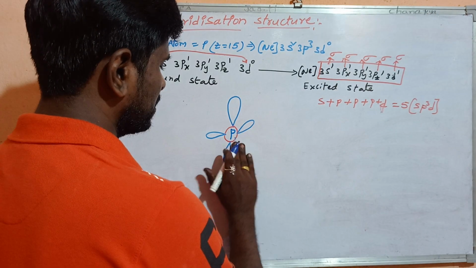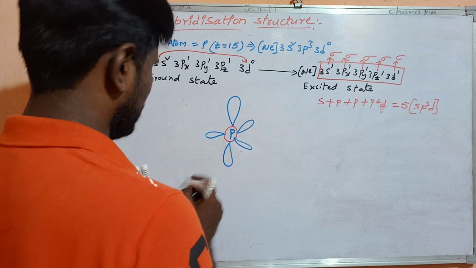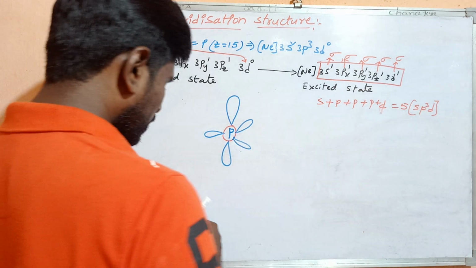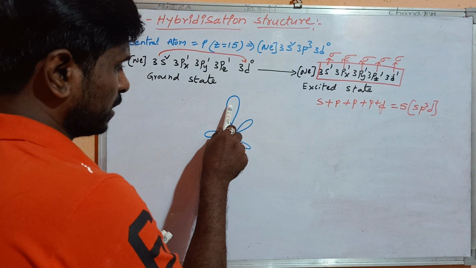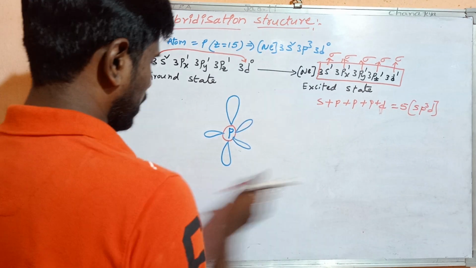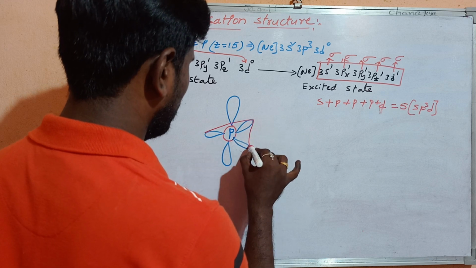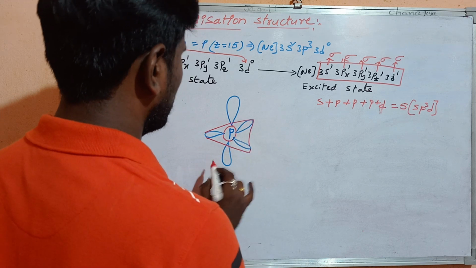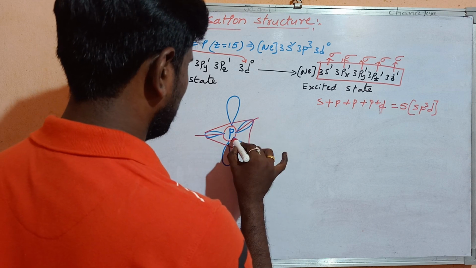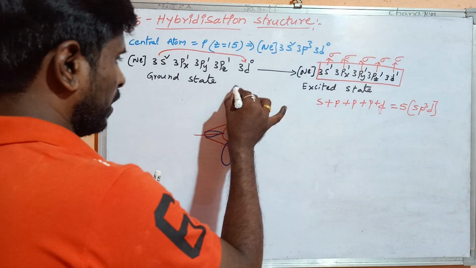These all have the same shape and nearly the same energy, but a small difference is there. Among these sp3d hybridized orbitals, these are equatorial. These all are in the same plane. These are axial.